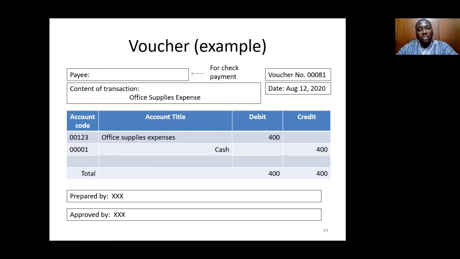This is an example of a voucher. Voucher should be attached with related invoices and receipts. The manager should check the voucher and you will record them in the general journal. Please check the voucher number and date. Account title, debit and credit are the same as journal entries.